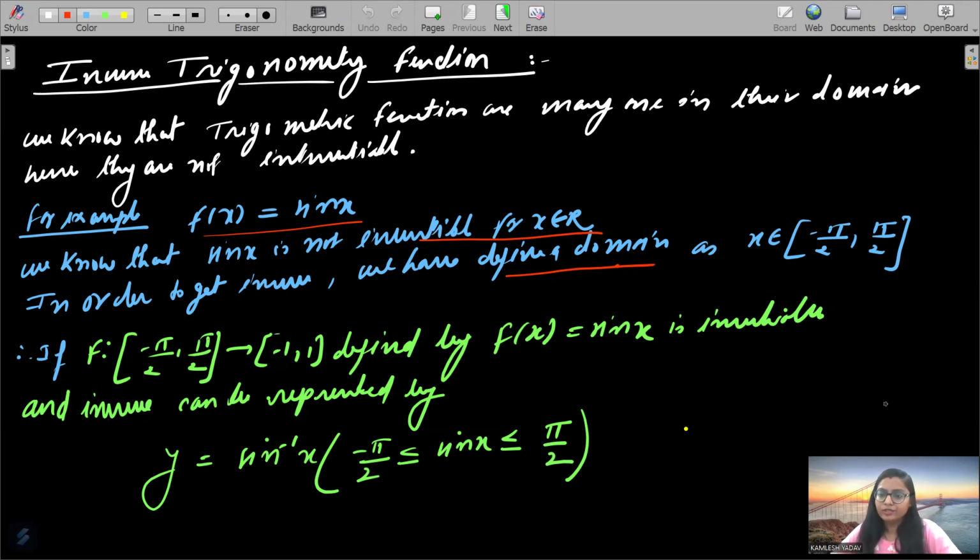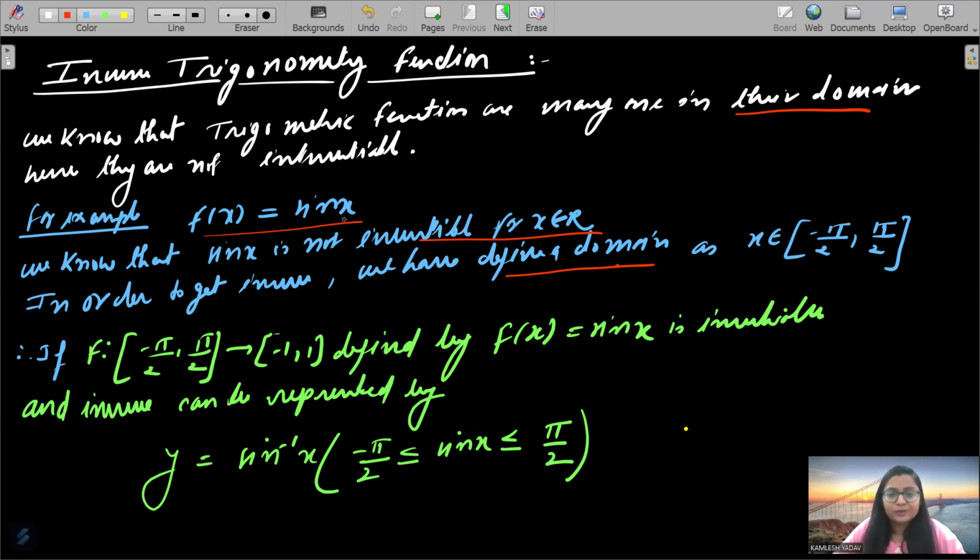Today I am going to discuss inverse trigonometric functions. First of all, we know that the trigonometric functions are not invertible on their natural domain. So how do we define an inverse function? Let us take an example.